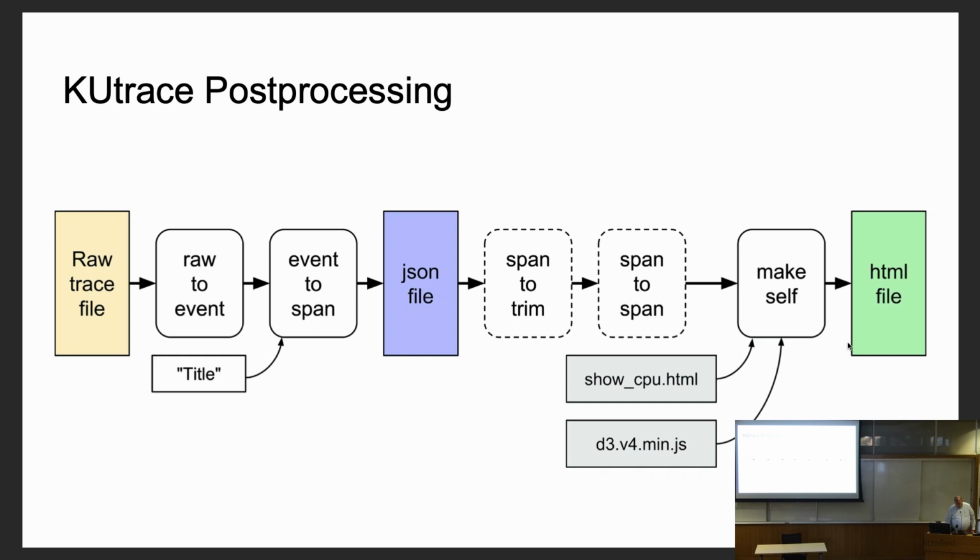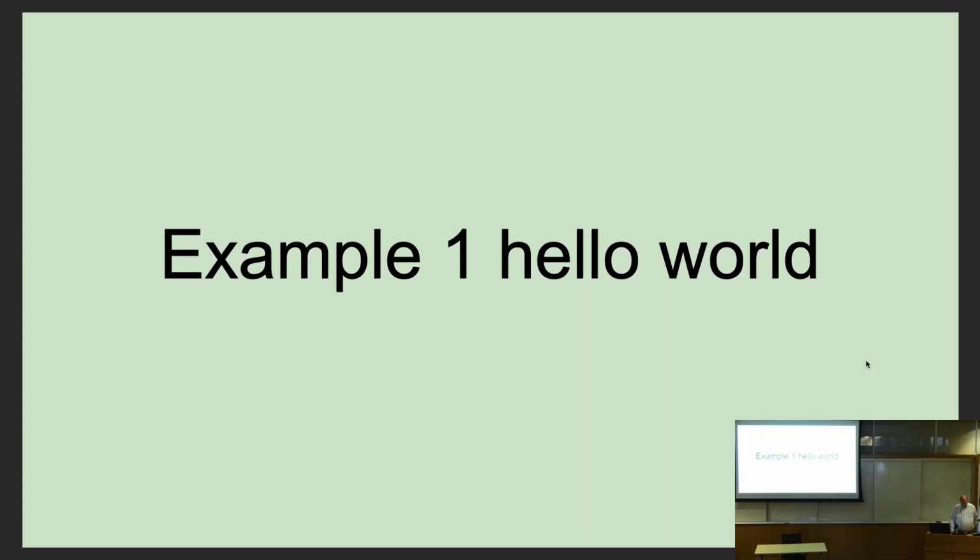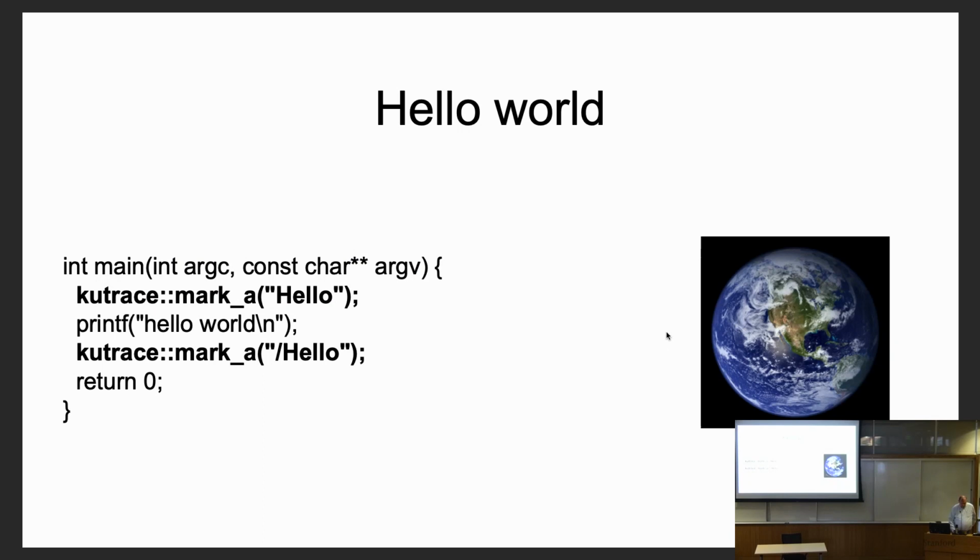Then there's finally a little bit that takes the JSON and turns it into an HTML file, and I'll show you output from a bunch of those. So I'm going to go through 4 sets of examples. First one is Hello World. So this is Hello World. I simply added to it 2 lines, one of which is a call to, this is user code, a KTrace library that says add a marker to the trace that says hello, and after the printf, add a marker to the trace that says slash hello. I just picked the slash convention like HTML tags. Okay, and then you compile it and run it.